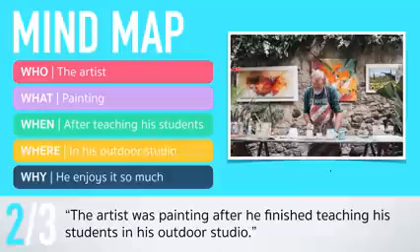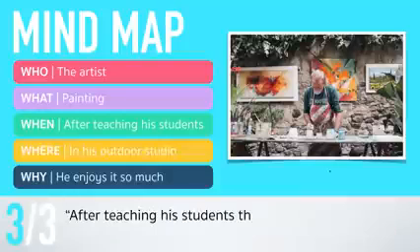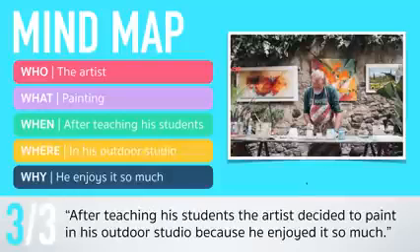And finally, this example. Here we go. After teaching his students, the artist, what? Decided to paint in his outdoor studio because he enjoyed it so much. Again, same chunks of information, but I'm making advanced English sentences. But don't worry, we're going to keep practicing because I want you to get this pattern. Thinking and speaking, using the 5 W's as chunks of information.